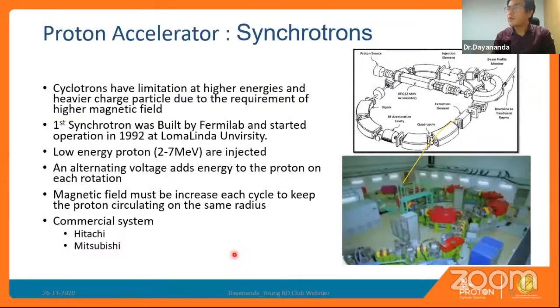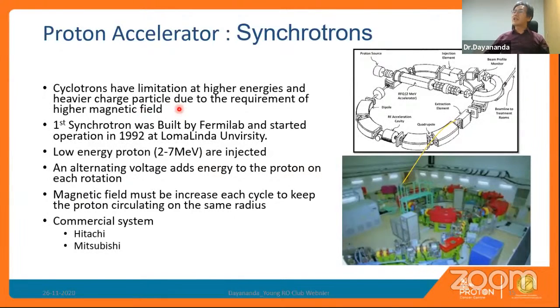If you want to increase the energy of the proton beyond 250 MeV, the cyclotron becomes an issue, because you have to increase the size of the magnet in order to increase the proton beam energy. This becomes almost impractical because you have to create a huge magnetic field. Of course, there are different ways to do it. You can use a superconducting magnet, or otherwise, if you are using a room temperature magnet, the size of the magnet will be very bulky and very, very heavy.